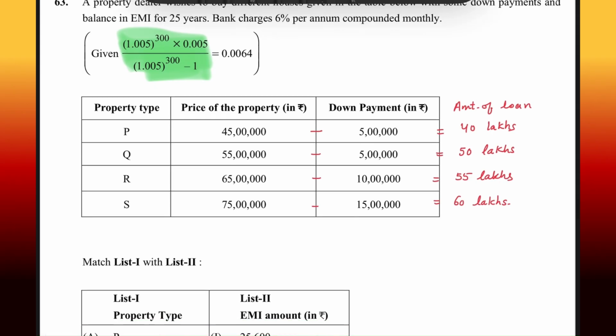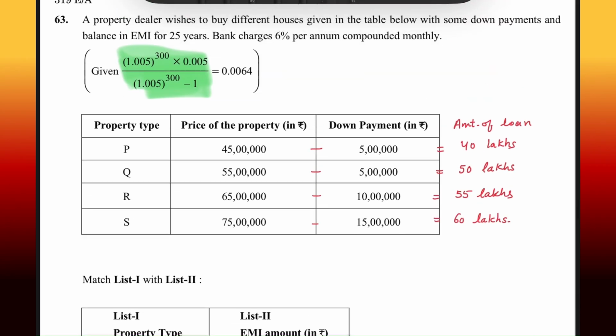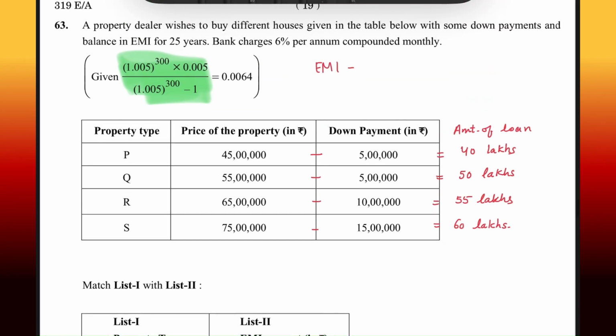So here we need to calculate the EMI amount. What is the formula for EMI? The EMI formula is P times R times (1 plus R) raised to the power n, divided by (1 plus R) raised to the power n minus 1, right? So this is the formula for EMI. What is R here? R is 6 by 12 percent, because you need to calculate monthly charges, so you have to divide by 12. So R is 0.005. And what is N here?